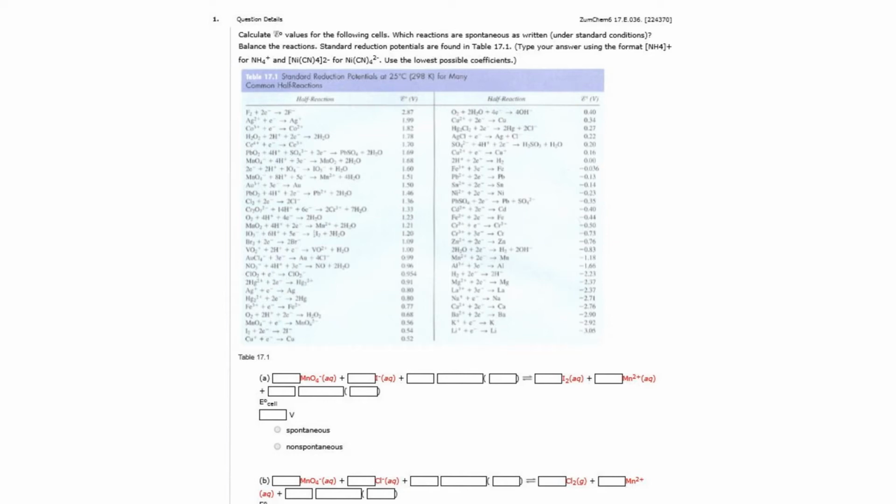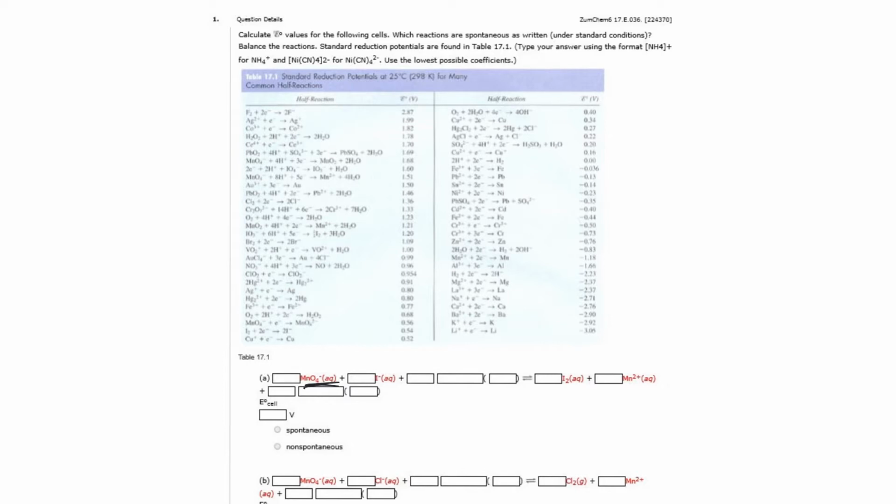This question asks us to calculate cell potentials from half reactions, and they give us clues as to which half reactions we should consider in the problems. There is a bit of a formatting challenge here, but we'll address that as we go along. So in problem A, my red letters, which may differ from yours, include permanganate ion on the reactant side.